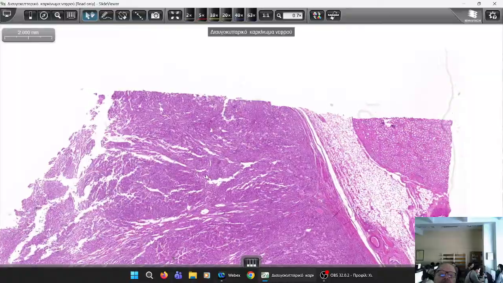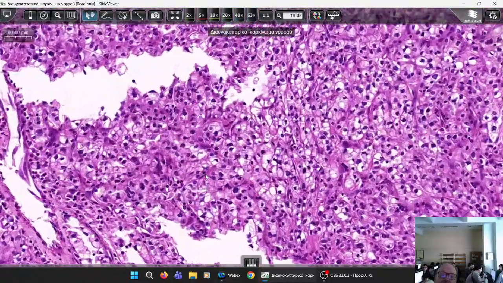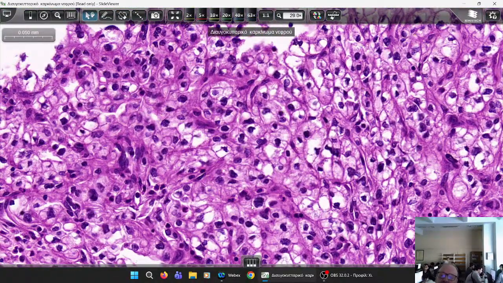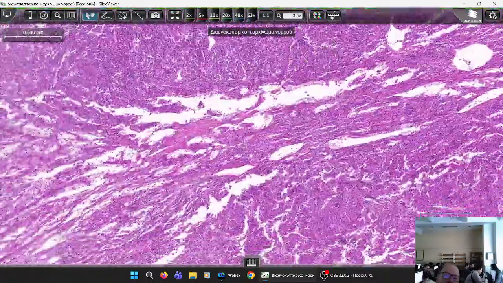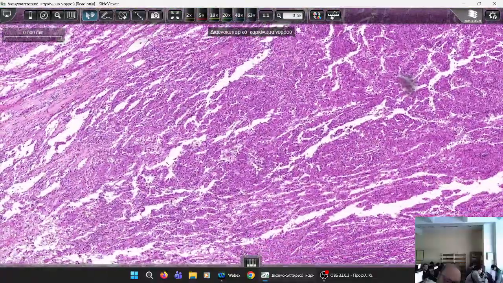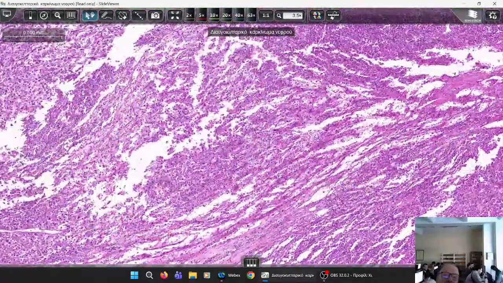It is a clear cell renal cell carcinoma, and as I can judge from the nuclear pleomorphism, it is more probable to be of a high grade. High grade.